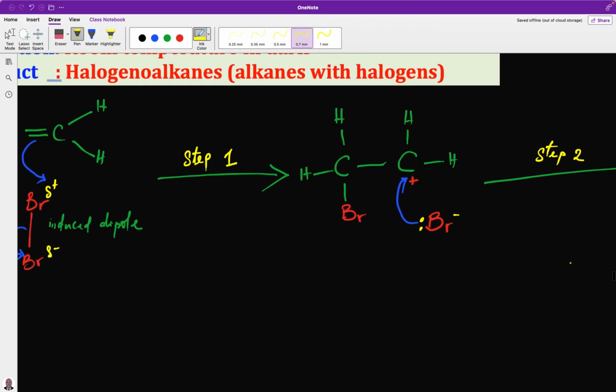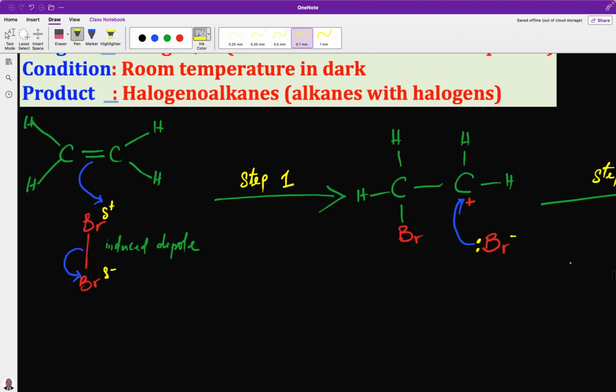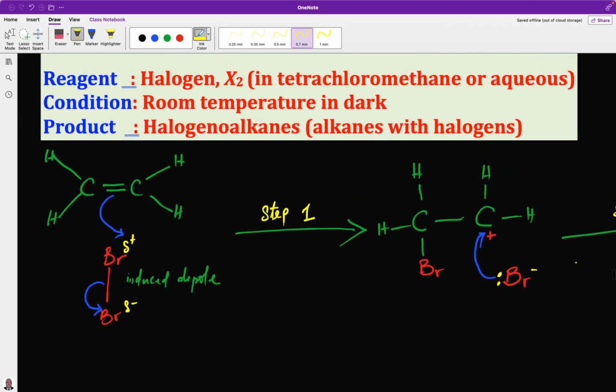Examiners might decide, as I earlier told you, to give it in this way, or they might not give the bromine molecule and ask you to show using the curly arrow what is happening. You need to know that the curly arrow moves from a lone pair of electrons to the electrophile. So you should know what is happening here. They can ask what type of fission is occurring here.